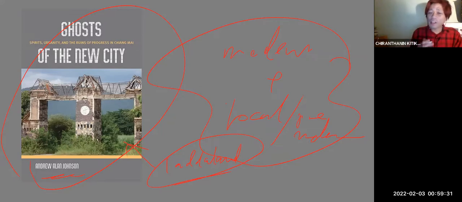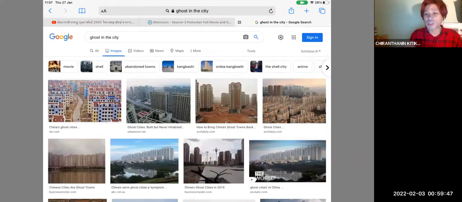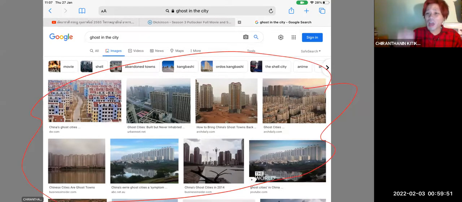So the ghosts were used not just as the dead area of the modernization, but also used to protect the memory, protect the spirit of the city as well. So when you search for ghosts in the city, you will see only these pictures. The modernity one, the high-rise building, the apartment, which is why the ghost is in a beautiful building like this.